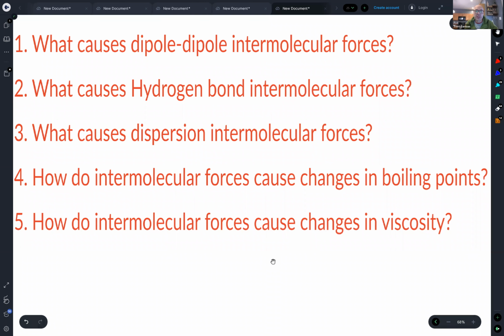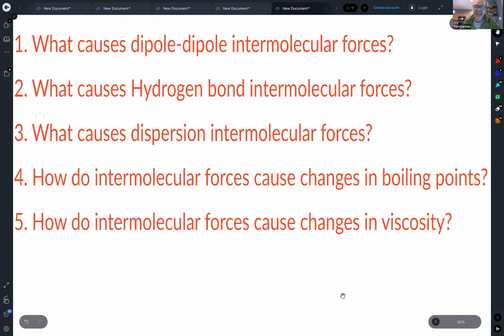This is Unit 9, Topic 1, homework. Let's jump into it. This is dealing with our new unit, all about intermolecular forces and how we can predict some of the properties from them. So first question here asks, what causes dipole-dipole intermolecular forces? So I am going to scroll down here and talk about dipole-dipole.